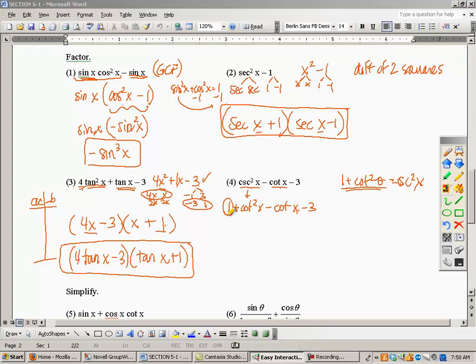Now let's combine our like terms. So I have cotangent squared minus a cotangent minus 2. And again, if you want, it's perfectly fine to say x squared minus an x minus 2, and then I know this factors to x and x, negative 2 and 1. So I have an x minus 2 and an x plus 1, but I'm going to write it in cotangents right away: cotangent of x minus 2, cotangent of x plus 1.